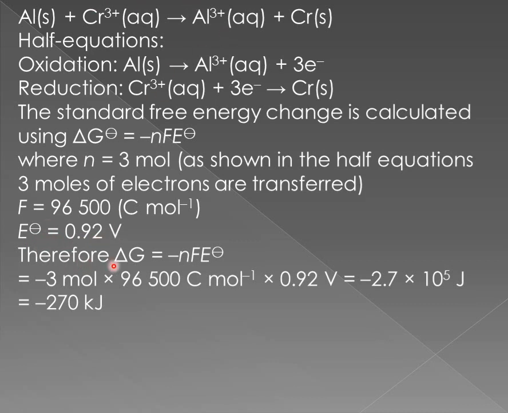So multiply them: negative 3 mole times 96500, this constant, C per mole, times 0.92 volt. The mole and mole^-1 cancel with each other, so it's C times V at the end. And remember that C times V, coulomb times volt, equals joule. The answer is -2.7 times 10 to the power 5 joule, divided by 1000 gives kilojoule, -270 kilojoule.